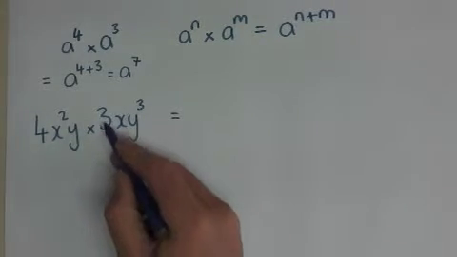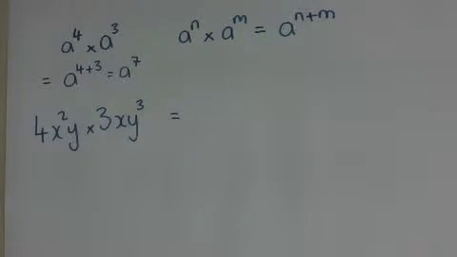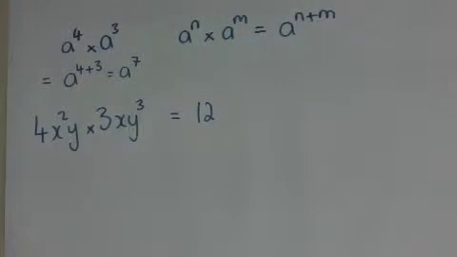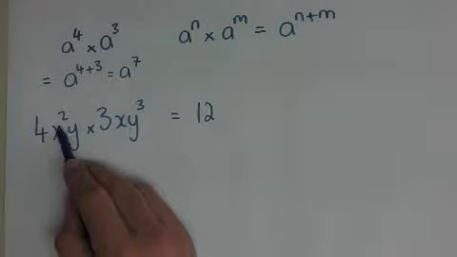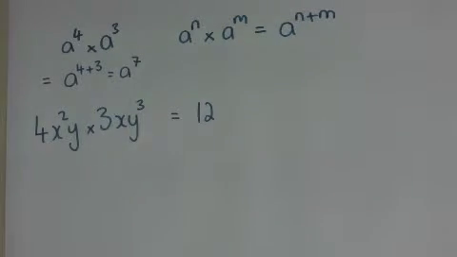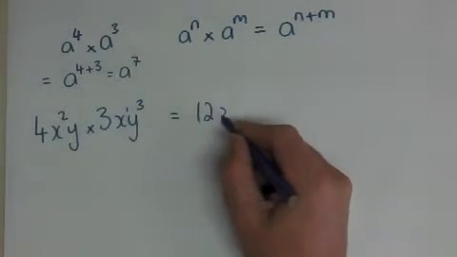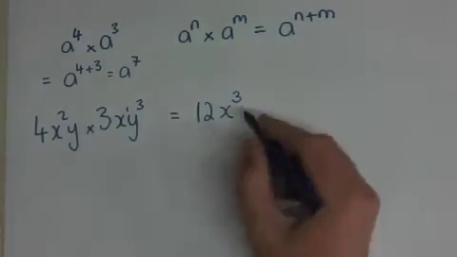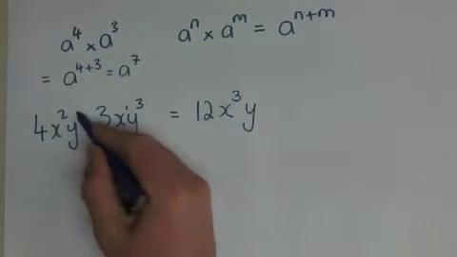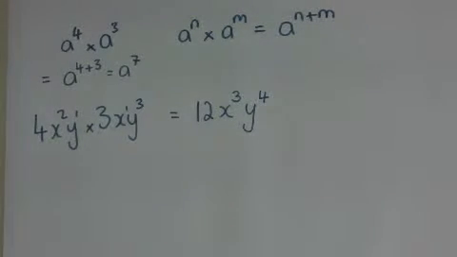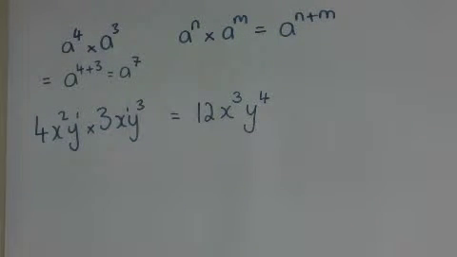First off, multiply the two coefficients together, the two numbers. 4 times 3 is 12. Now let's look at our indices laws and our bases that we have. If I have x squared and I'm multiplying it by x, now this x is actually to the power of 1. So I'd have x to the 2 plus 1, which is 3. Y to the, again, 1 plus 3 is 4. And there my expression is simplified.